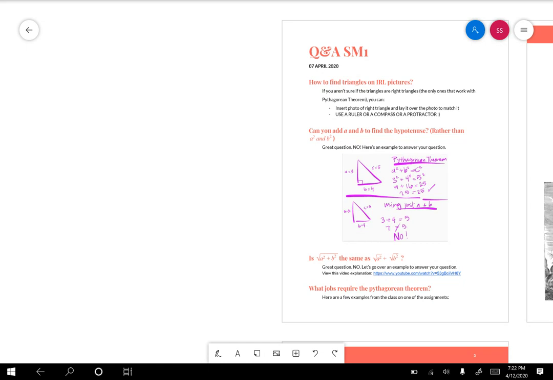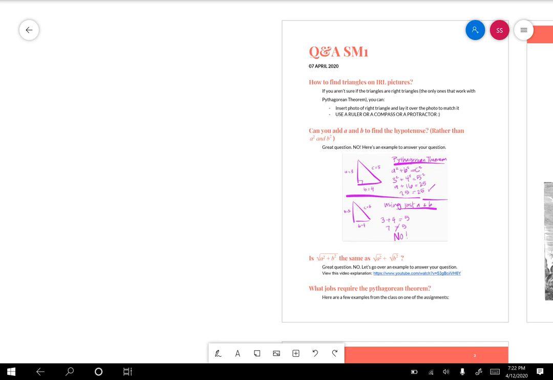Okay, first question, how to find triangles in real life pictures. So one of the assignments we were doing, you uploaded a picture of something that had a right triangle in it, right? And you want to know, how do you actually find that right triangle? There's a few different ways you can do this. I always suggest using a ruler, compass, or protractor, obviously, but there are other ways.